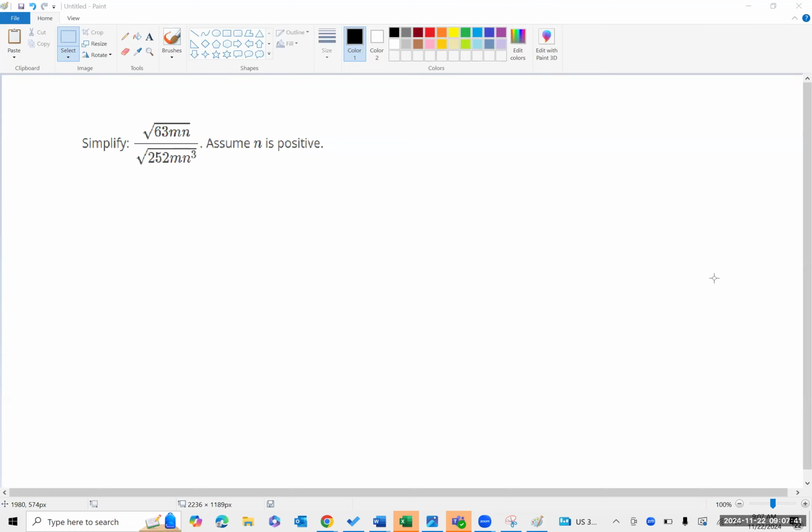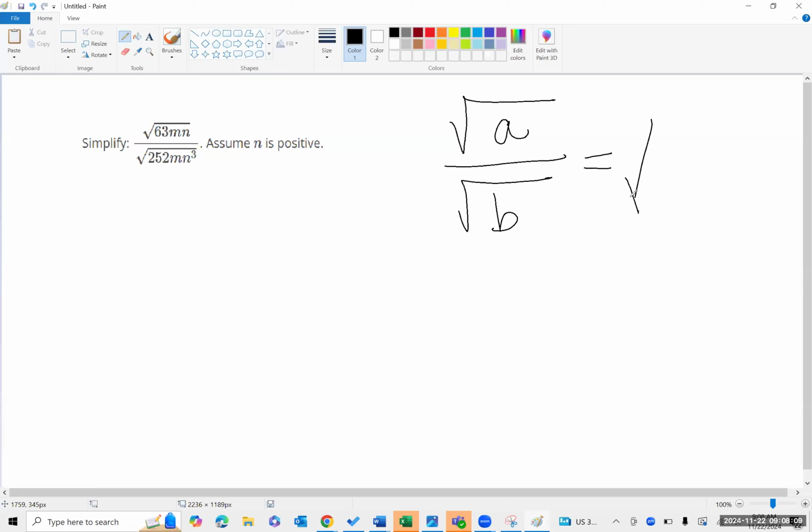Okay, we're being asked to simplify this radical expression. And so the first thing we need to do is know that this rule can be used, and it is that when you take the square root of A over the square root of B, that's the same as the square root of A over B. Okay, so we're going to use that rule.